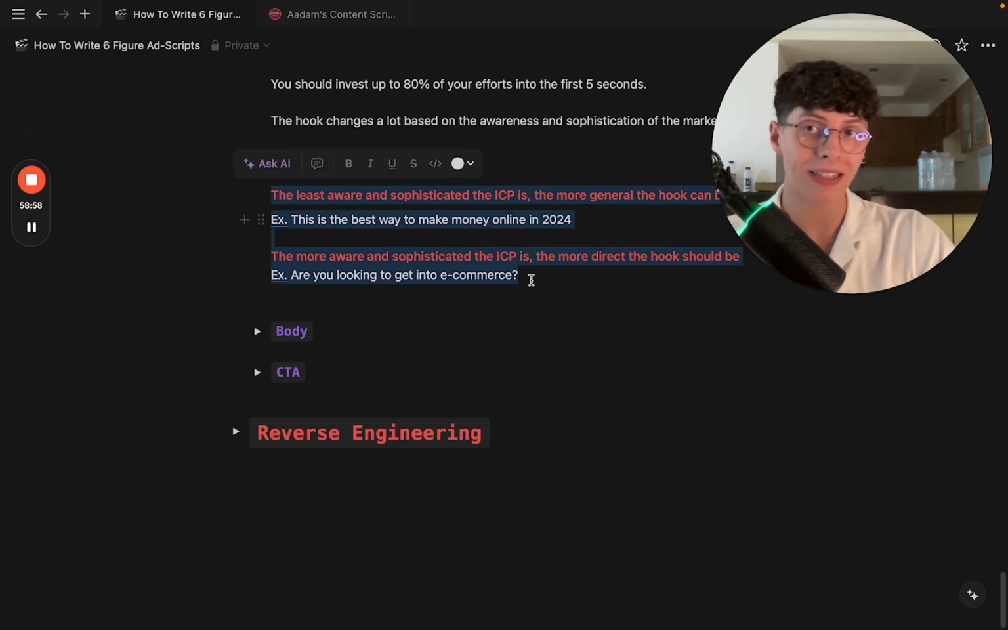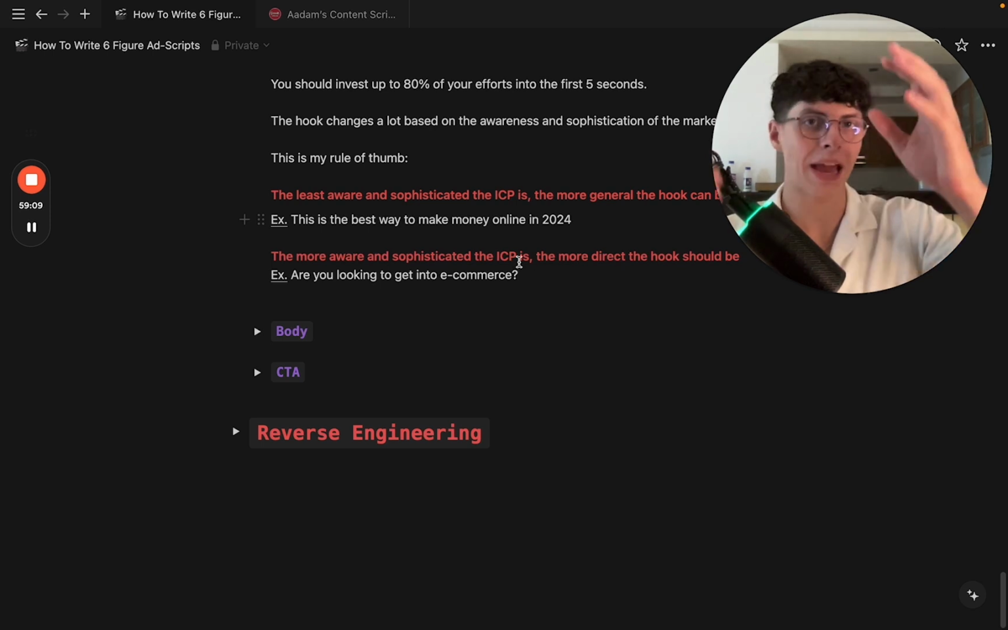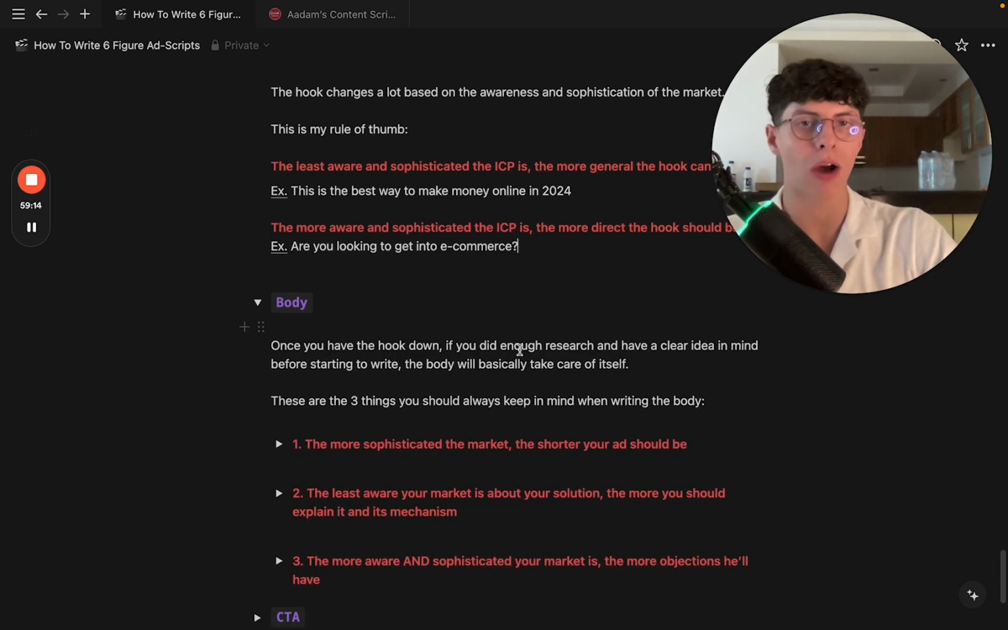Obviously, pay great attention to the hooks that went viral in the short form content, because those are already proven to work. So pay very good attention to that, adapt it to sophistication and awareness, and you got it. Now, once you have the hook down, your body is going to basically take care of itself.